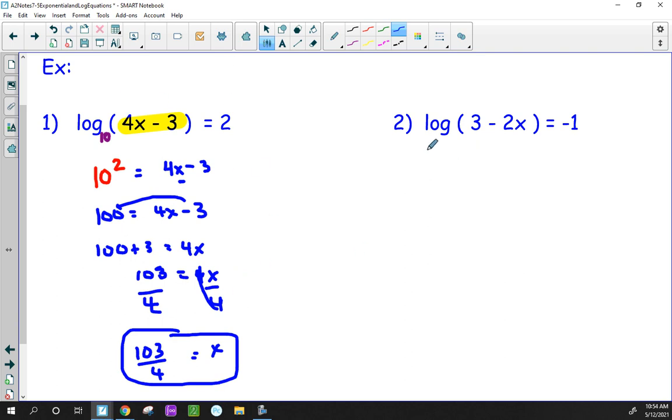Number 2, same deal. I see log base 10 of the quantity 3 minus 2x, and it's set equal to negative 1. I'm changing the log equation to an exponential, so I take base 10, raise it to the negative first power, and set it equal to the binomial 3 minus 2x. The goal is to get this x by itself. On the left side, I have a number raised to a negative exponent. That means change the position. So we're thinking like 1 over 10 to the first, or just 1/10.